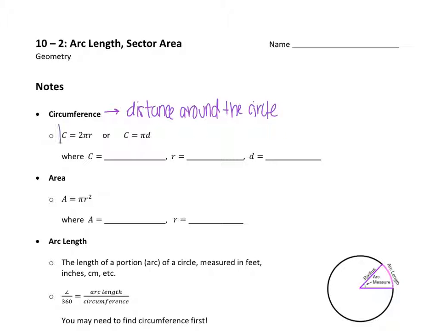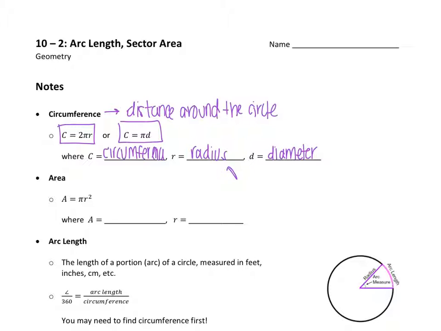Two different formulas are given to you on your reference sheet. One is where we have C equals 2 pi r, and the other one where we have C equals pi d. They are the same exact formula except one has a 2r and the other one has a d. C stands for circumference, of course. R stands for radius. And d stands for diameter.